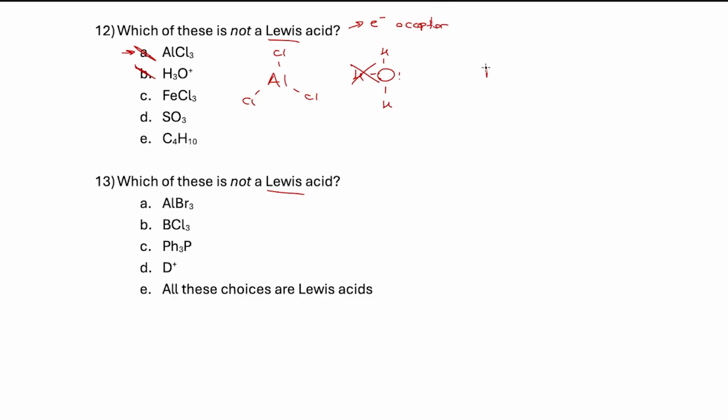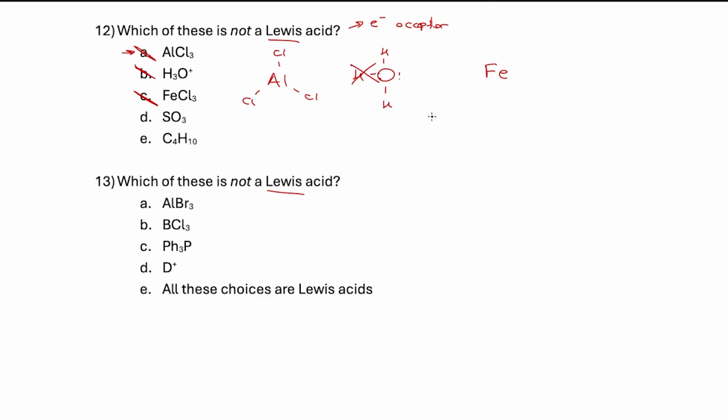FeCl3, we can't really draw a Lewis structure for FeCl3, but realize, because it's ionic, we definitely could accept some lone pairs on the iron, right? It's not covalent. It can definitely just grab some more electrons. And so iron trichloride, or iron(III) chloride, can definitely accept some more electrons.